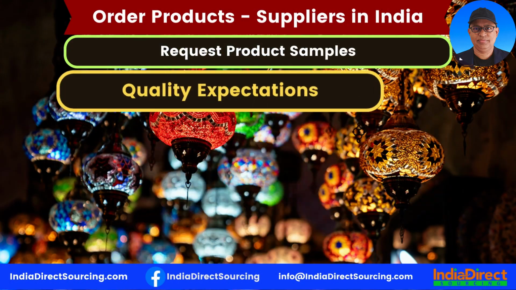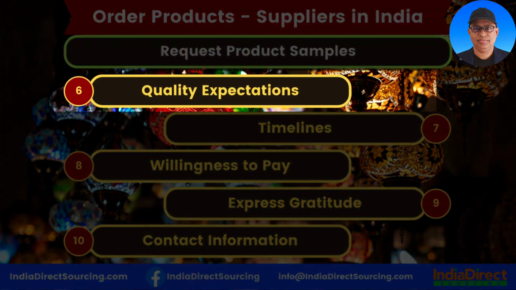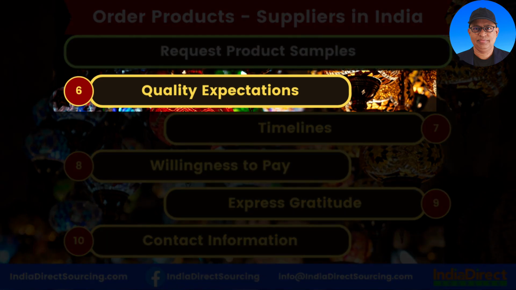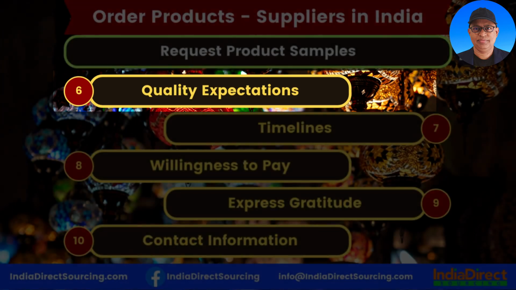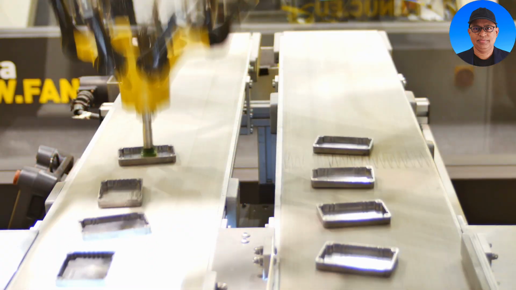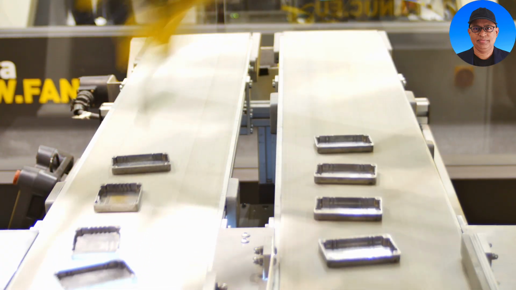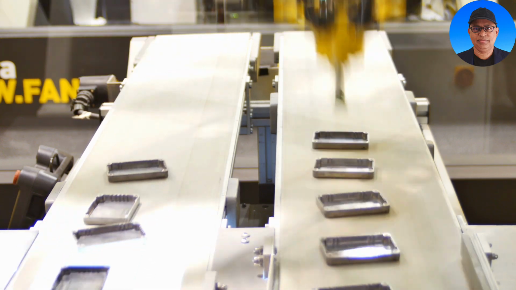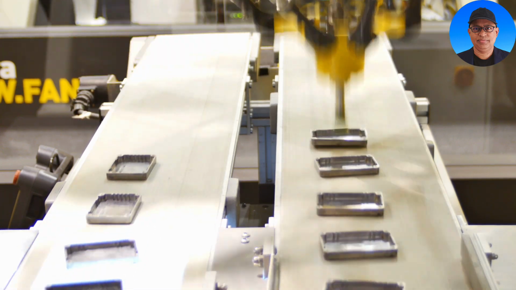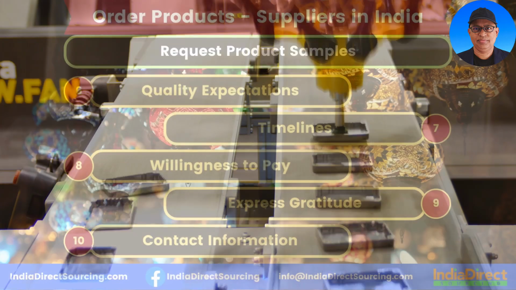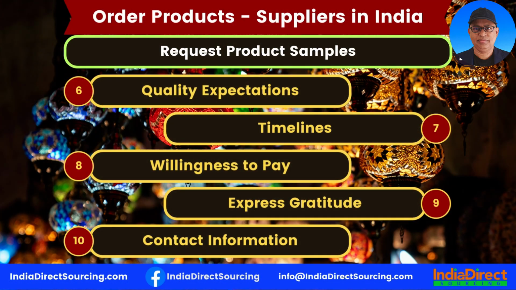Let's move on. Okay, step 6 would be quality expectations. So mention that you are looking for samples that represent the quality you expect for your business. This emphasizes the importance of sending high quality samples. Otherwise, the supplier will send the samples they have in hand at the time of the request, and that could not meet your sample quality requirements.